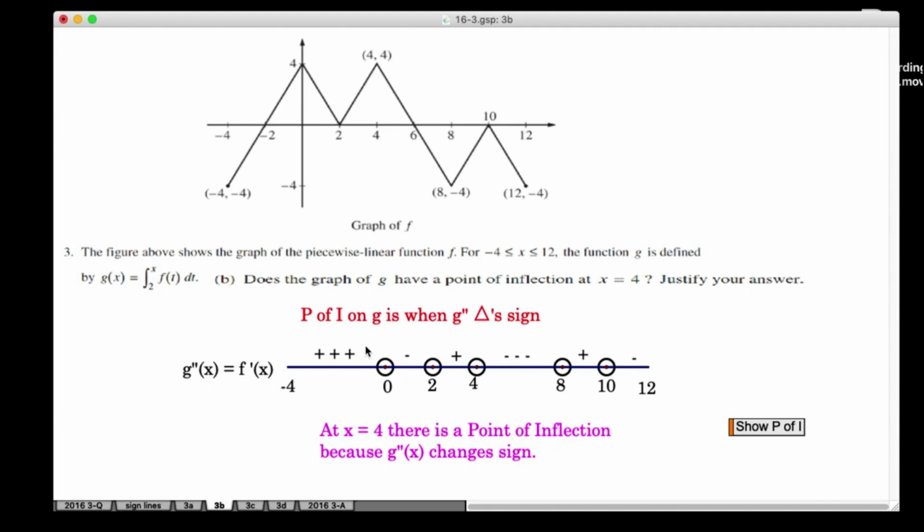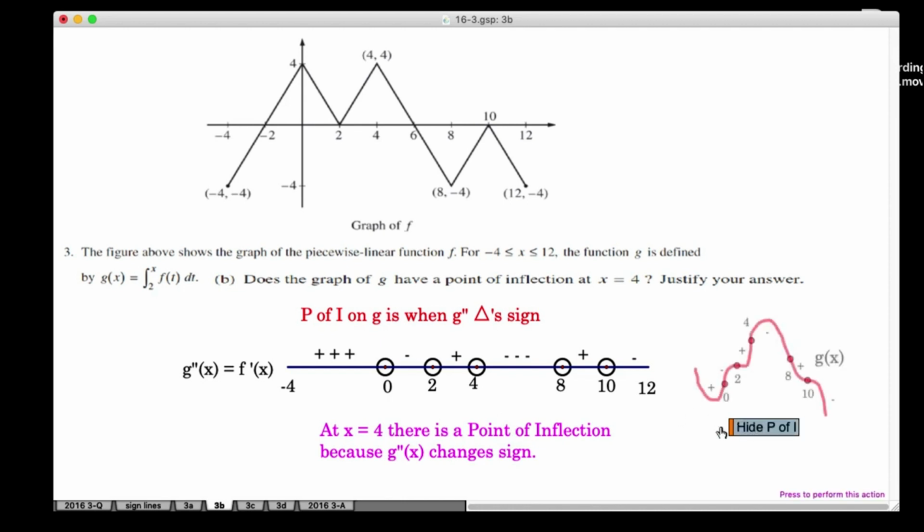As a matter of fact, if you look at this, there's all kinds of points of inflection. There's a point of inflection at 0 because G double prime changes from positive to negative. There's a point of inflection at x equals 2, changes from negative to positive. At 4, positive to negative. At 8, negative to positive. At 10, positive to negative. So you only have to answer the question, though. Don't give extra information. At x equals 4, there is a point of inflection because G double prime changes sign.